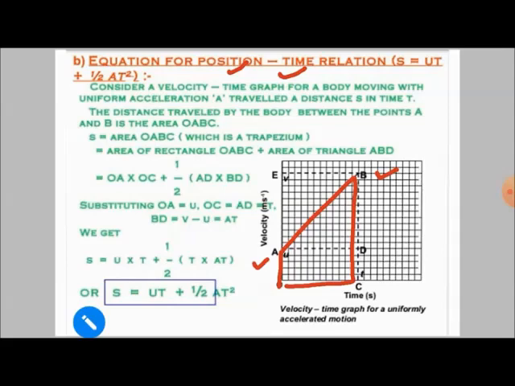So the area of the trapezium will be equal to the area of the triangle plus the area of the rectangle. The area of the rectangle will be OA into OC, and the area of triangle ABD is equal to half AD into BD. Now substituting the values, S will become U into T plus half T into AT. When we solve it, we get S equals UT plus half AT square, and this is the second equation.